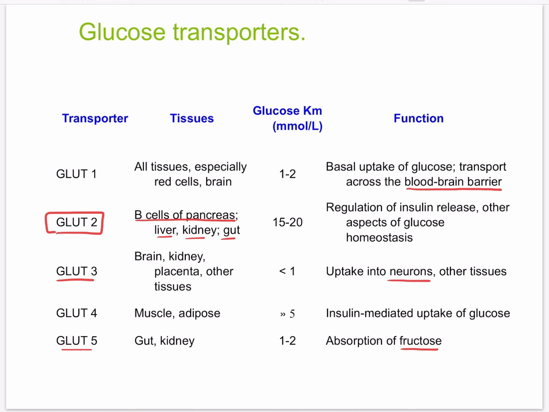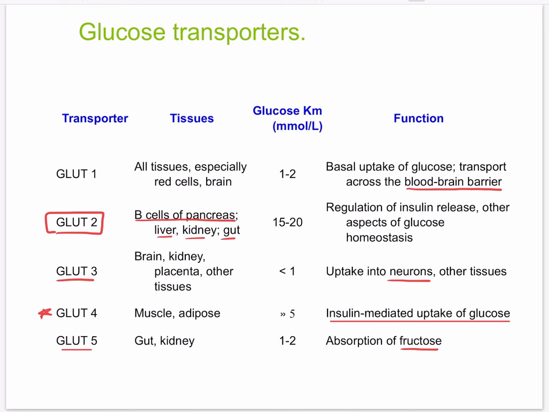As you see here, these types of GLUT are not insulin dependent, but GLUT4, which is the insulin-mediated uptake of glucose, is very important and is insulin dependent. And in diabetes mellitus patients, this type of GLUT is very important.